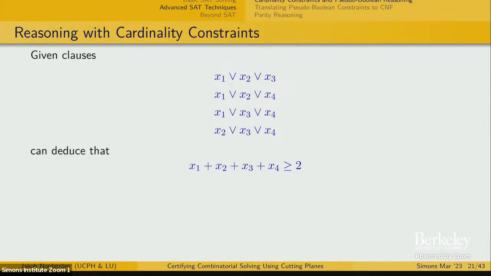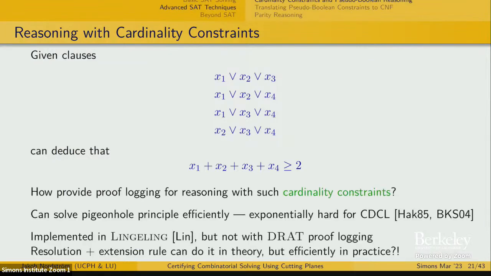Okay, so what are examples of what SAT solvers might do that DRAT doesn't know how to do? Well, if I have these four clauses over x1 to x4, you realize that this is just a cardinality constraint saying that at least two of these variables are true. Why might this be helpful? If you can extract cardinality constraints, then you could solve the pigeonhole principle in linear time, whereas for resolution we know that it's exponential time. There are solvers implementing this, but there hasn't been any known efficient way to support this with proof logging.